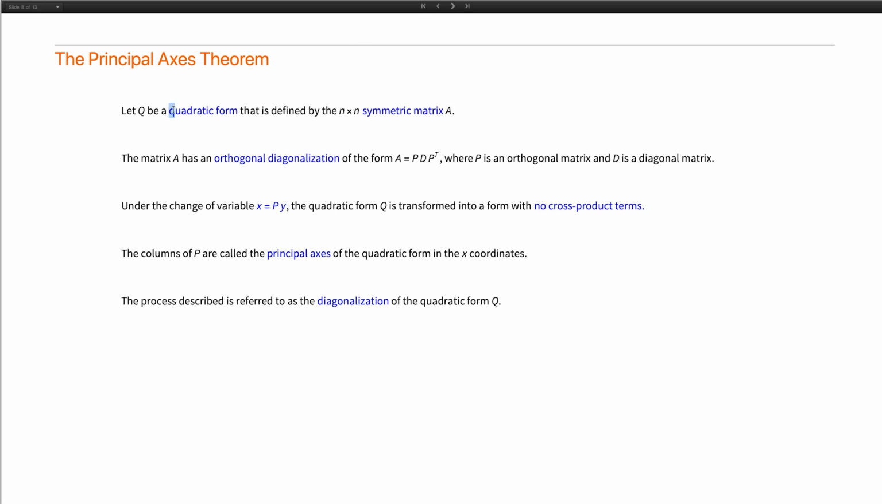So it says that if you have a quadratic form Q that's defined by a symmetric matrix A, then because A is symmetric, you can compute an orthogonal diagonalization for it. So A is P D P transpose, where P is an orthogonal matrix and D is a diagonal matrix. Then if you make the change of variables given by P, you get back a very nice, simple quadratic form, which has no cross product terms in it. And these columns of P are called the principal axes of the quadratic form. Now this whole procedure itself is called diagonalization of the quadratic form.